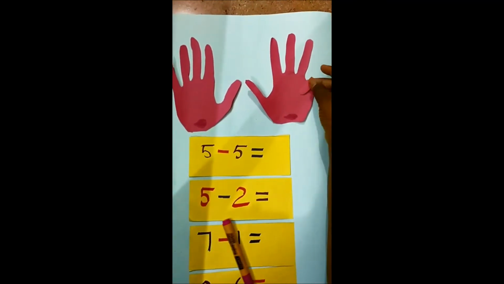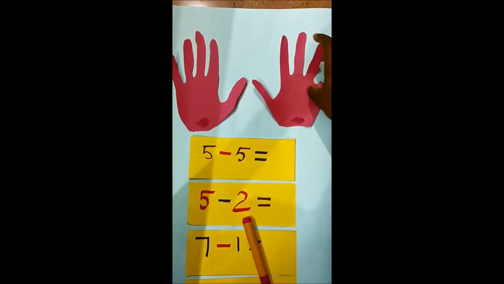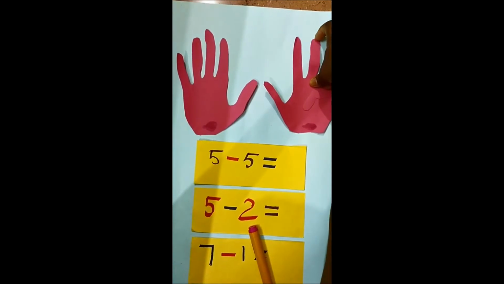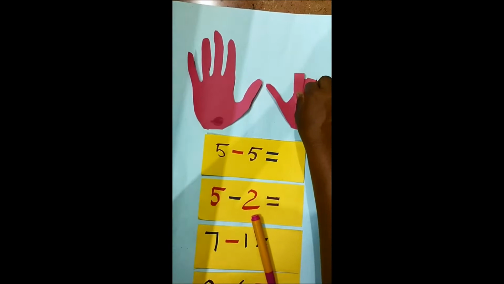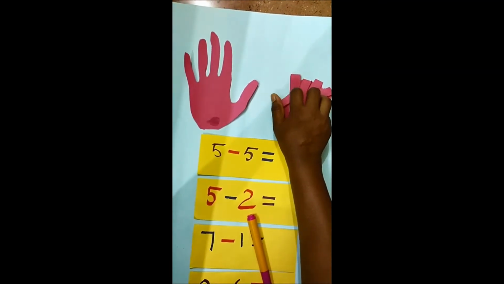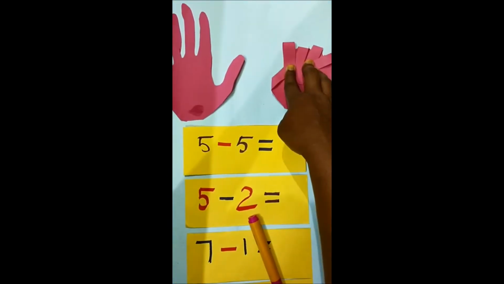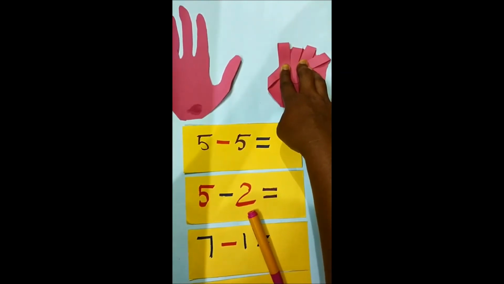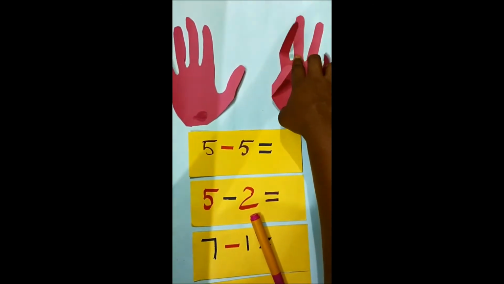So 1, 2, 3, 4, 5. So 5 minus 5 means how many remain? How many remain? 0. 5 minus 5. In 5, if 5 are gone, the remaining is 0. So the answer is 0.